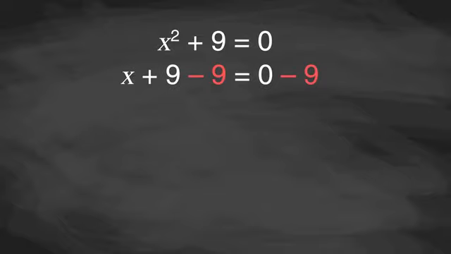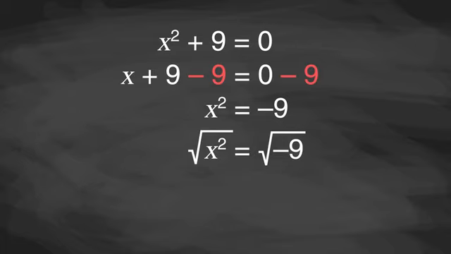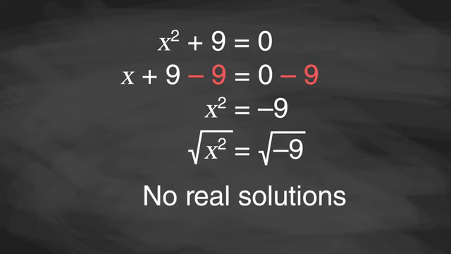Here's a tricky one for you. Let's solve the quadratic equation x squared plus 9 equals 0. The first thing to do is isolate the variable by subtracting 9 from both sides. Then we'll need to take the square root of each side. What do you notice? There is a square root of a negative number, which cannot result in a real number. This means that there are no real solutions.